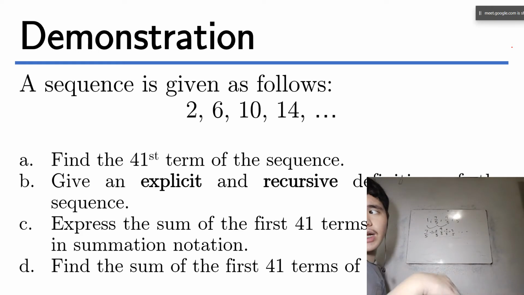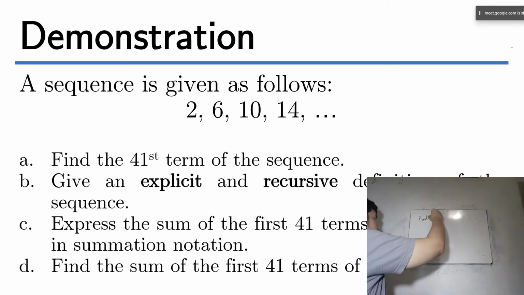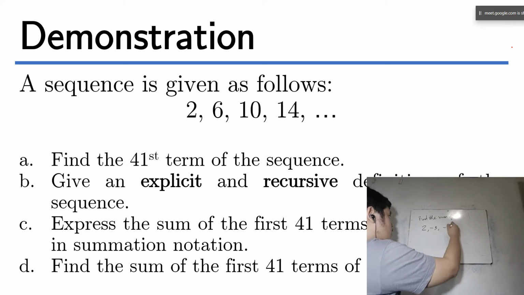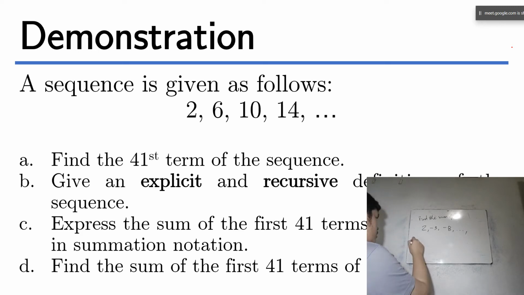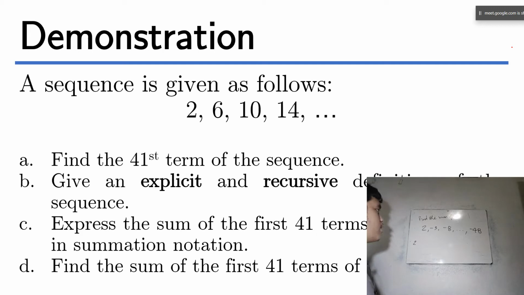Okay, before we continue, I want you to do this. Find the sum of the following arithmetic sequence: 2, -3, -8, up to -48. Sorry. Okay guys, let me test you. Try it. My first question to you, guys: how many terms is this? Let's see.